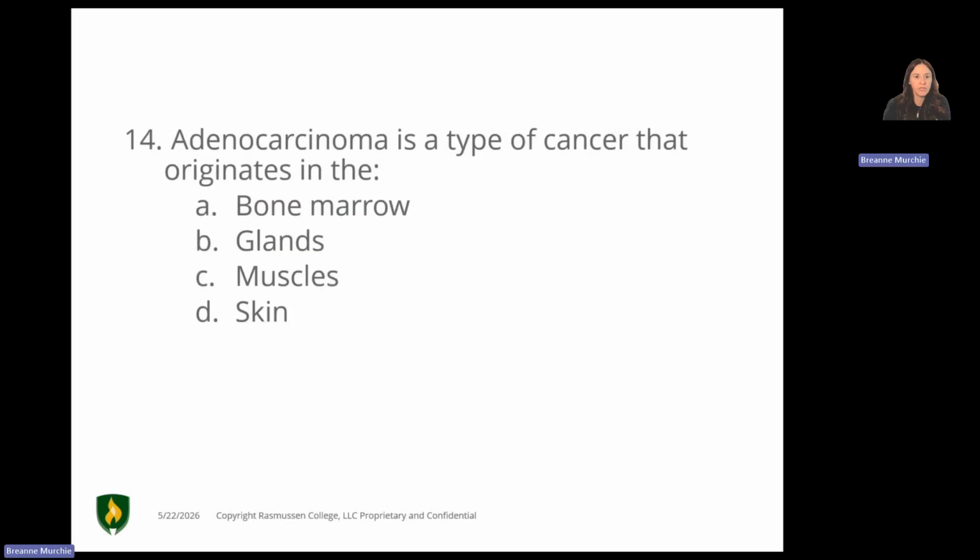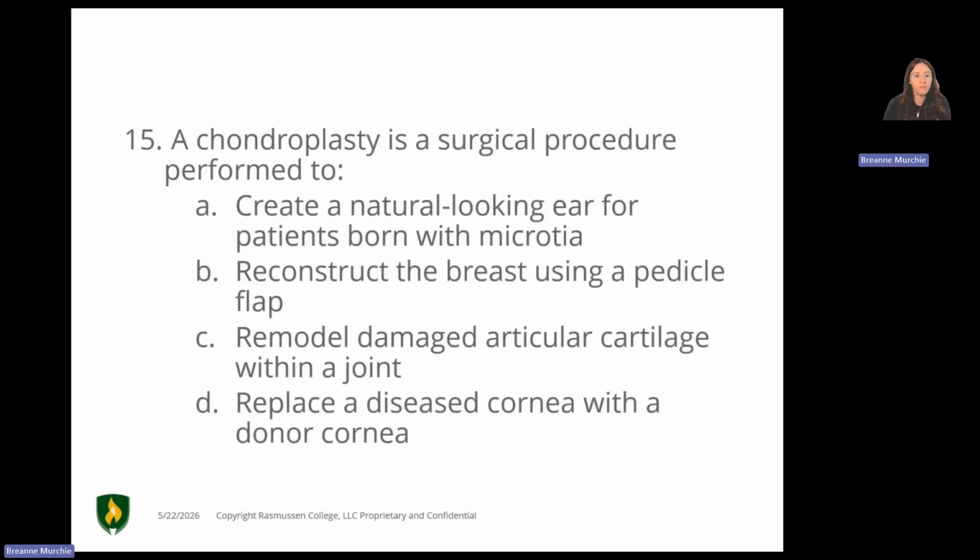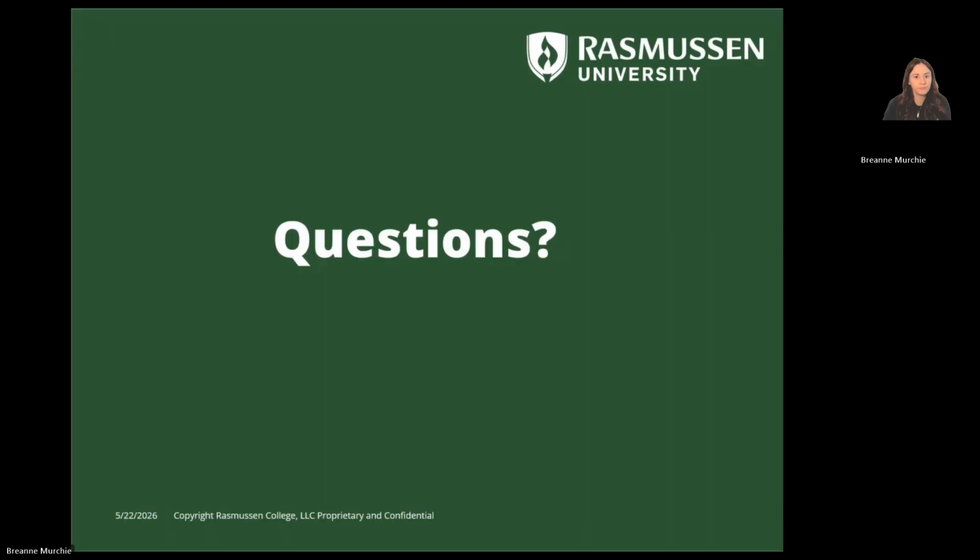And then number 14, adenocarcinoma is a type of cancer that originates in the glands. Adeno means glands, and that can be within the glands of any organ. And number 15, a chondroplasty is a surgical procedure performed to remodel damaged articular cartilage within a joint. Chondro means cartilage. Plasty means reconstruction. Remodeling is under that umbrella.